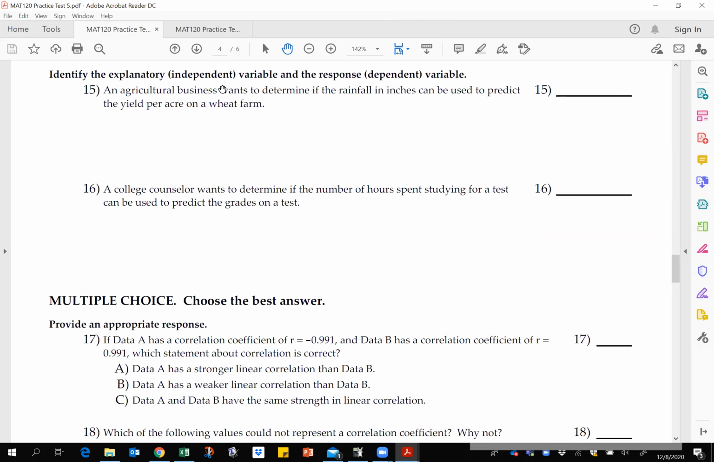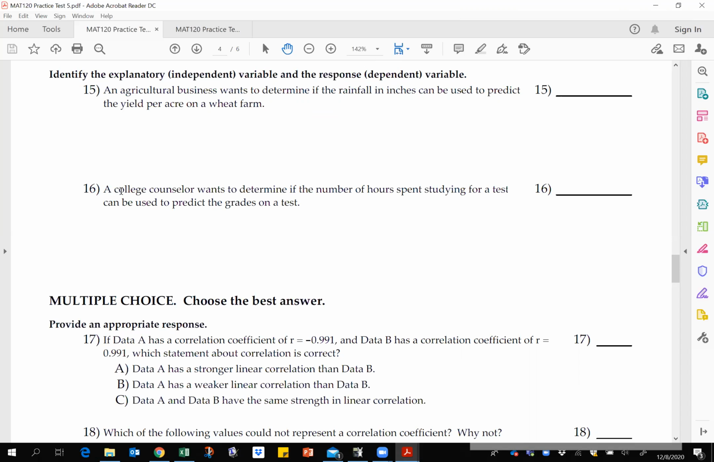For example, if you look at the rainfall in inches used to predict the yield per acre on a wheat farm, a lot of times I'll ask students which one depends upon which. Does the rainfall impact how much wheat we get, or does the wheat impact how much rain we get? The answer is it's the rain that impacts the yield per acre. That would make the rainfall the independent variable, and the yield per acre the dependent variable for this question.